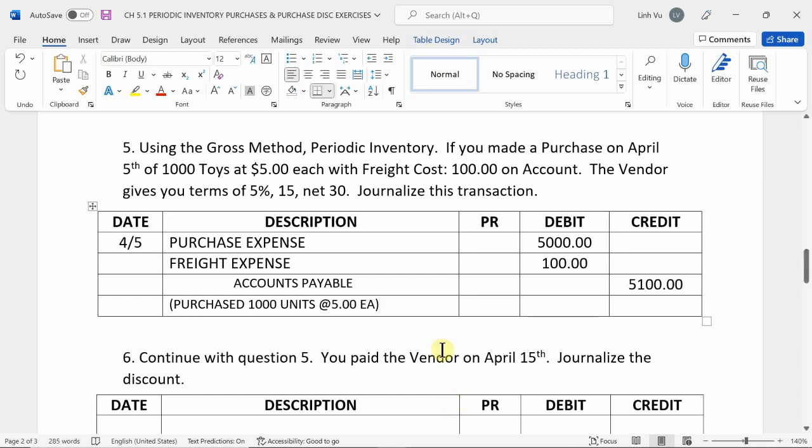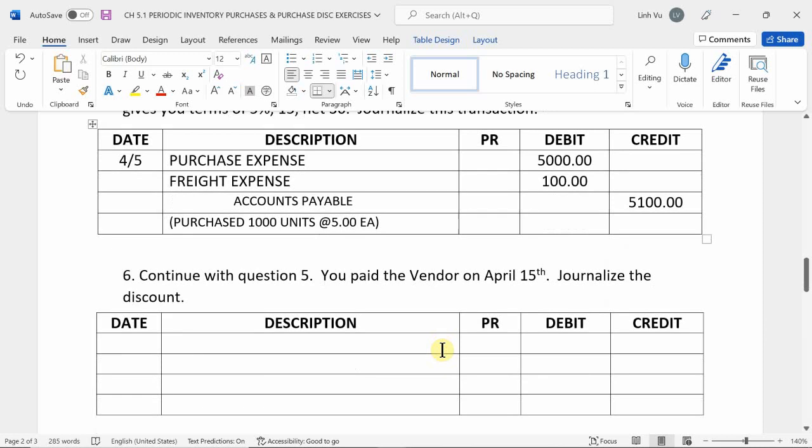Okay. And if you have it on an account, the account terms give you an opportunity to take a 5% discount if you pay within 15 days. If not, the bill is due in 30 days. All right, so then since number 6 is here, continue with question 5. You paid the vendor on April 15. Journalize this transaction.